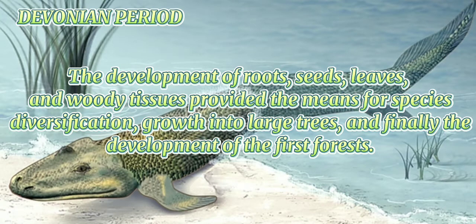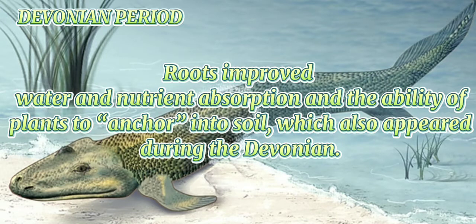In Devonian, the development of roots, seeds, leaves, and woody tissues provided the means for species diversification, growth into large trees, and finally the development of the first forests. Roots improved water and nutrient absorption and the ability of plants to anchor into soil, which also appeared during the Devonian.